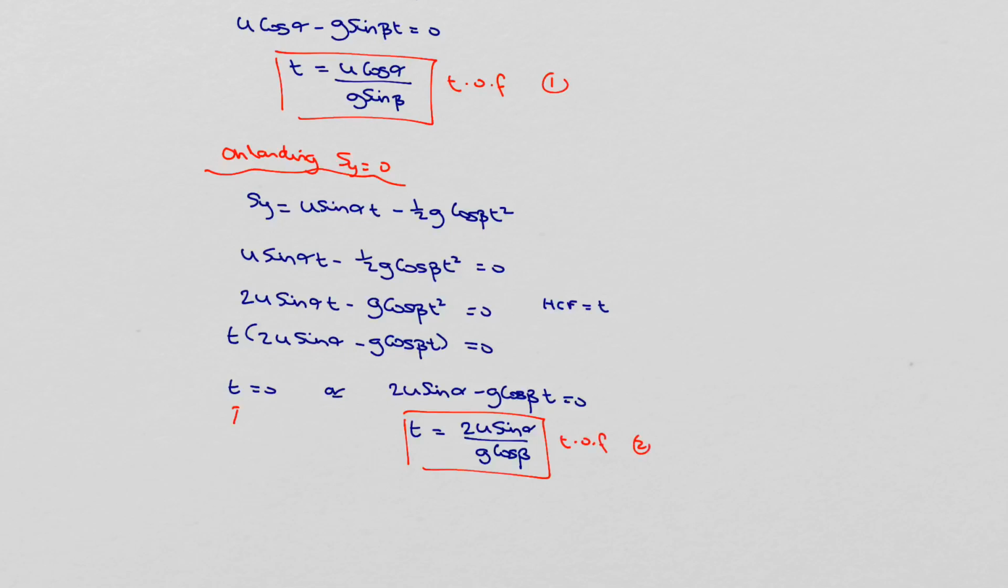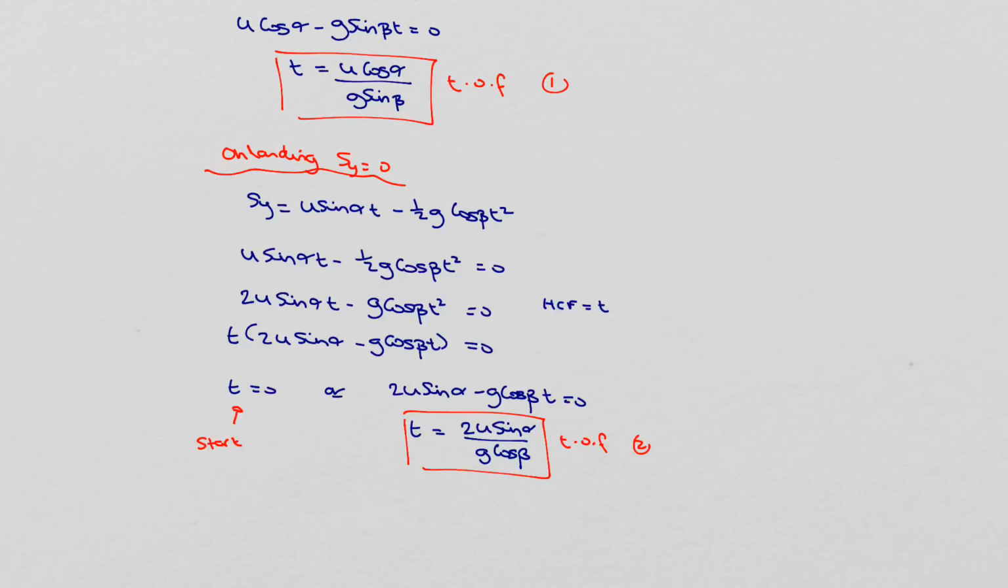Why do I get 2 t's? Well, this is at the start, the time is 0, and at the start the particle is sitting on the plane, so therefore there is no displacement above the plane in the y direction. So in other words, Sy is equal to 0 at the start and also at the end on landing, when the time is 2u sine alpha over g cos beta.